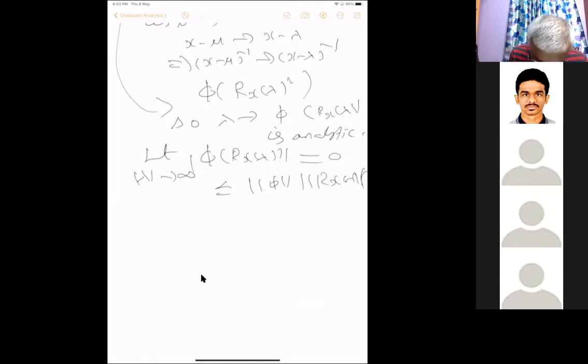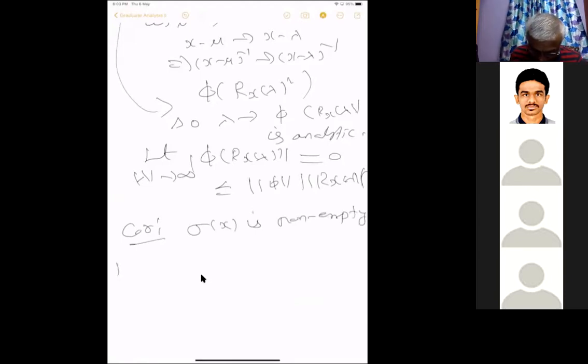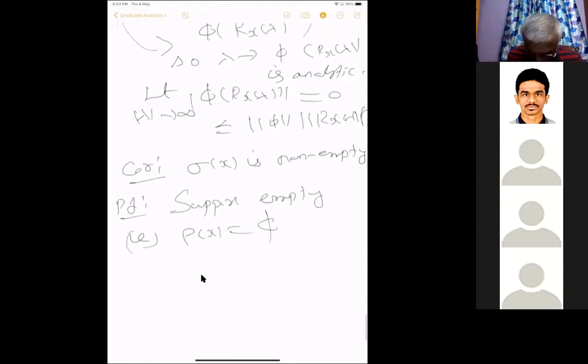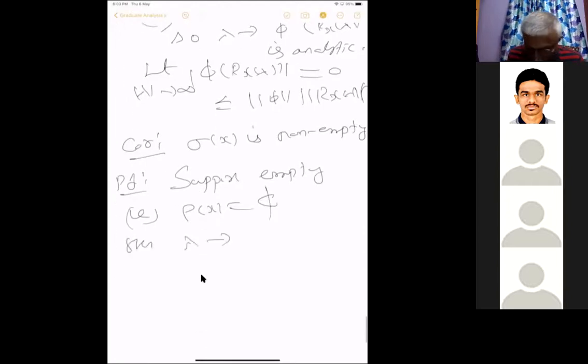Okay, now we prove the following proposition, or maybe corollary to all those things. Sigma x is non-empty. We have already proved it's compact, so it's non-empty. Proof. Suppose it is empty, that is, rho of x is equal to C. Okay, then lambda going to phi of Rx lambda is an entire function.